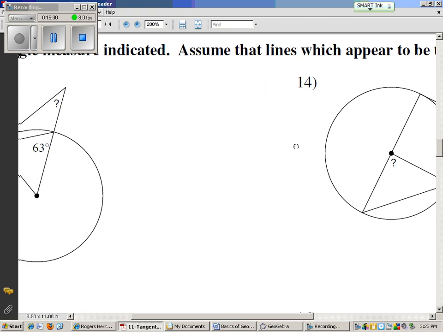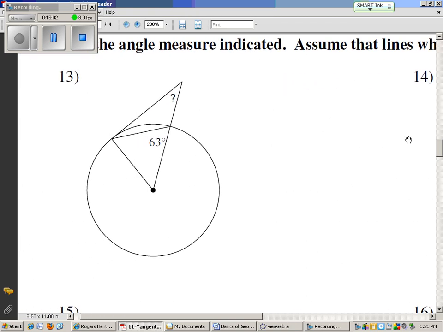Okay, so let's start with number 13 here. This goes back to angles. And a couple things we know. If this is tangent, then this is a 90-degree angle. That's a 90-degree angle there. This is 63 degrees in here.